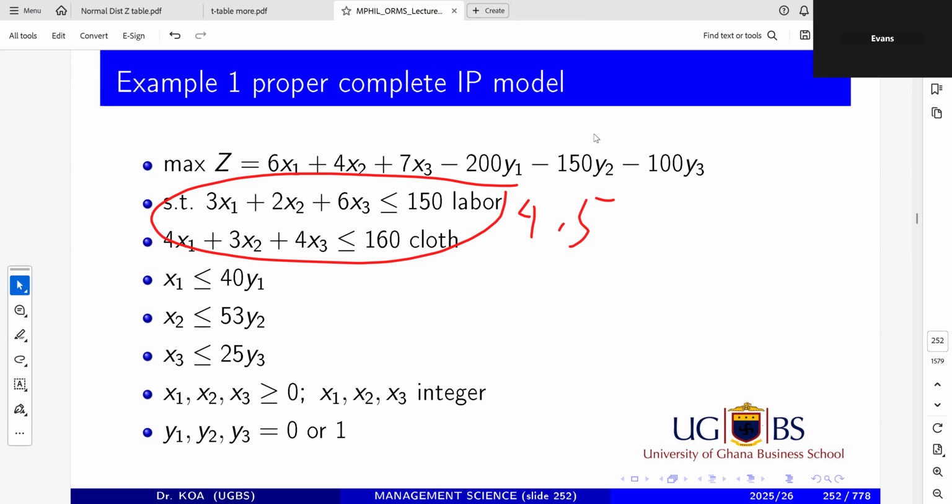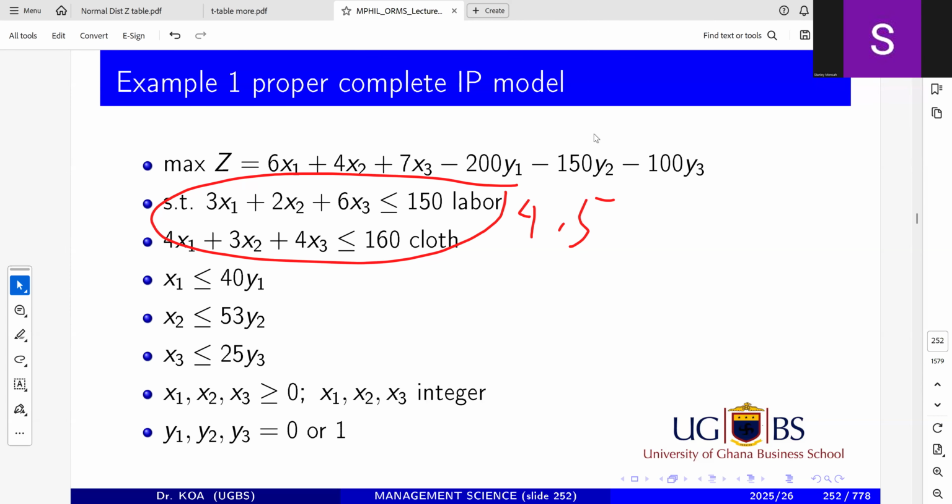Evans, your hand is up. Yes, Doc, please, I want to ask whether there is an instance whereby after solving, all the 2 will satisfy the constraint? Yes. You will get a satisfaction. No problem. You will get a satisfaction.